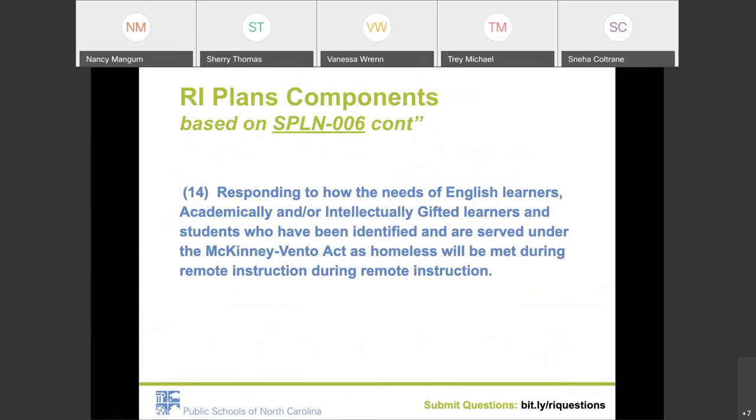Thank you, Sherry. Another group of students that we also need to address in the remote instruction plan has to do with our English learners, our AIG learners, as well as those students who've been identified and are served under the McKinney-Vento Act as homeless. This piece was actually not legislated, but our state board felt like it was critical enough that they added it to the policy and have made it an additional requirement, just like component 15, which talks about your accessibility and other limitations for remote instruction.